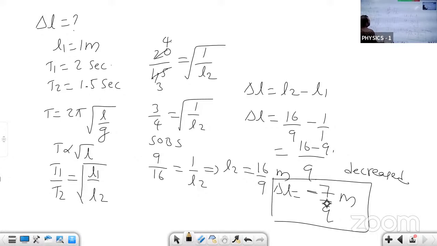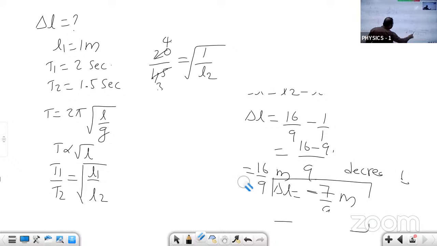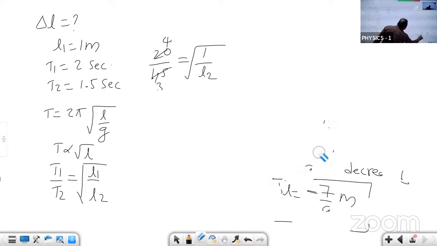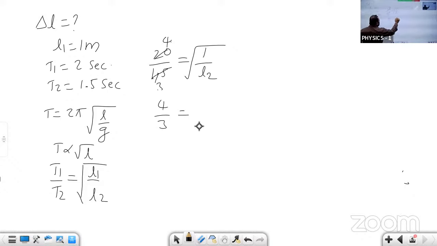Sorry, wait, students. Just wait, I made one small mistake. I took the reciprocal value here. 4/3 equals 1 by L2. 16/9, squaring on both sides.